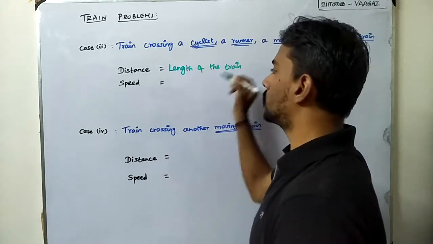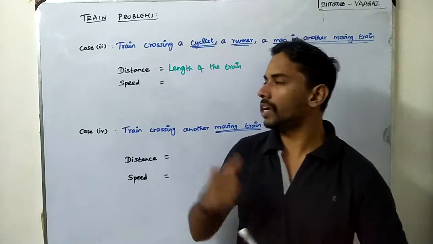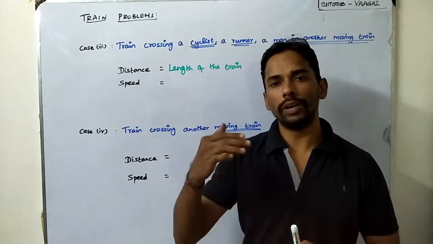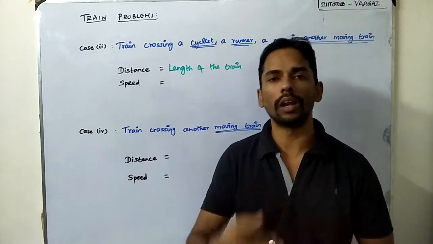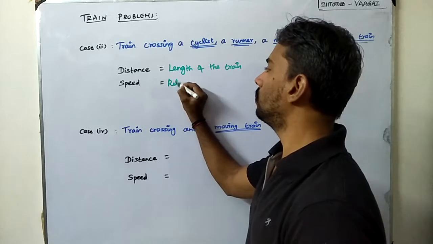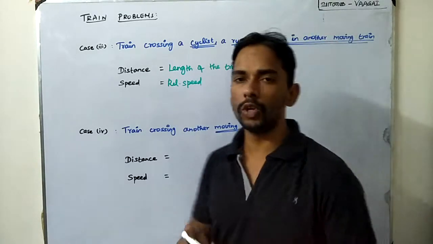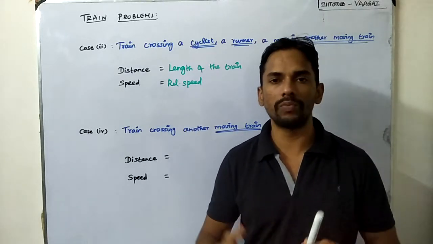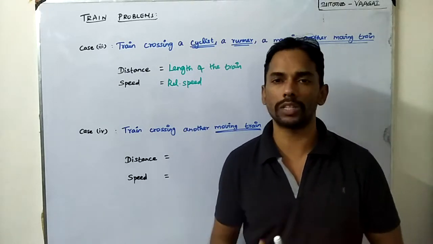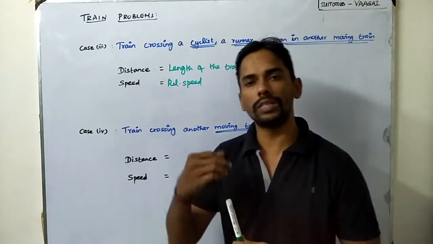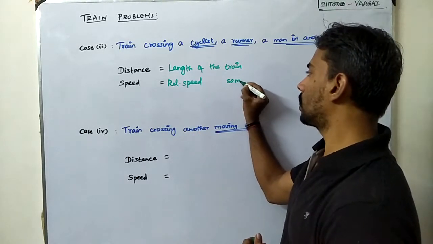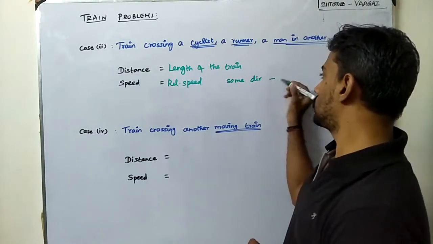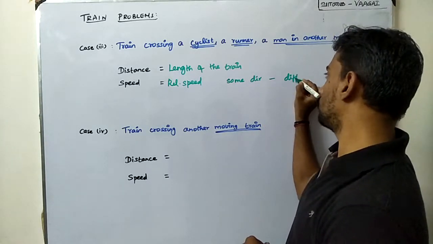And next, coming to the speed, it is very important here. Both the objects are moving, the train as well as the cyclist. So when 2 objects are moving, we have to consider the relative speed. We have already seen what relative speed is. We have to see in which directions both the objects are moving. If the 2 objects are moving in the same direction, we just find the difference between the 2 speeds, that is, we subtract.